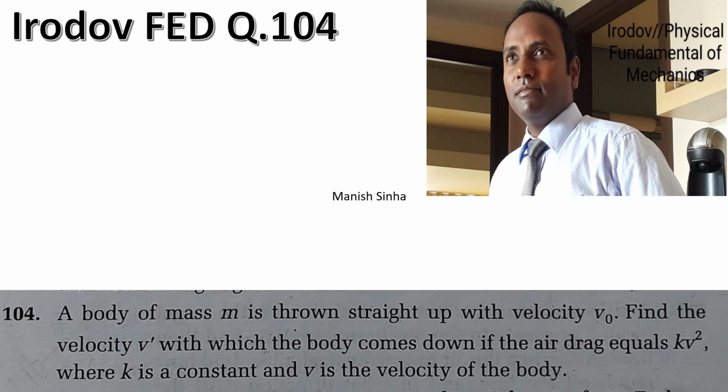Hello everyone. This question has been taken from Irodov, Fundamental Equation of Dynamics, question number 104. The question says a body of mass m is thrown straight up with velocity v naught. Find the velocity v dash with which the body comes down if the air drag equals kv square, where k is a constant and v is the velocity of the body.